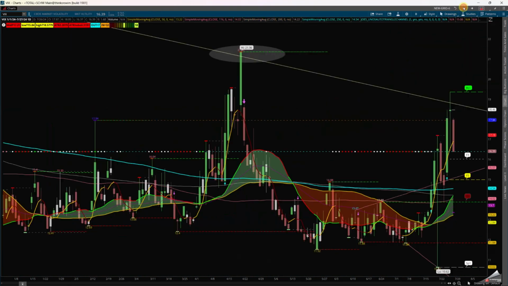Let's go to the next slide here. And what I have here, I have the VIX, the fear and greed gauge. And I put it from January of the year till right now in July.